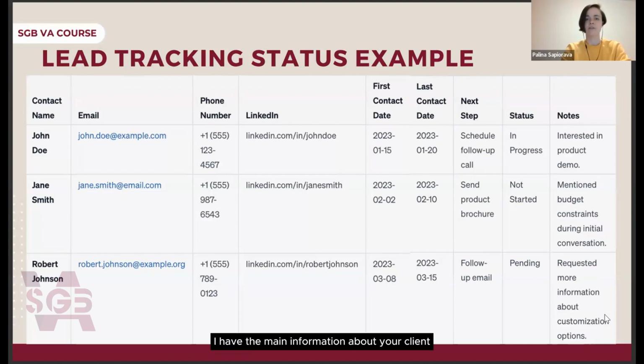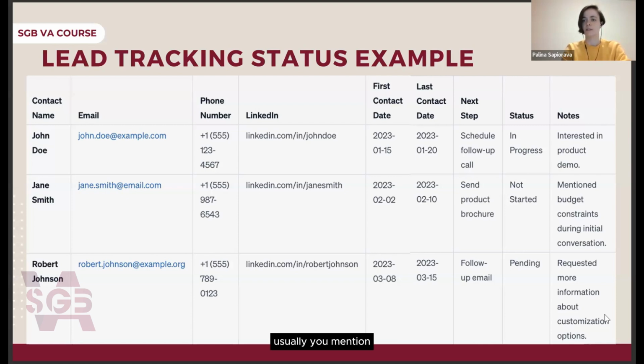So of course, you have the main information about your client, like contact name. It might also include the company name, the position, anything like that. Of course, the contact information, email, phone number, LinkedIn, if you work with LinkedIn. And then you have the information about your progress, like, for example, when you contacted that lead, what the next step should be. Like, should you schedule a follow-up call, send additional information, send a follow-up, set up a meeting, or anything else that is possible.